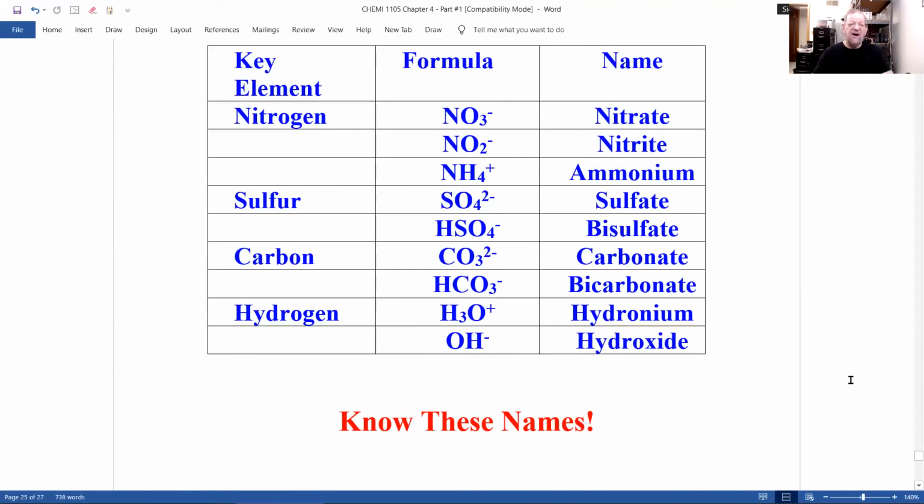Now, a couple you need to know. I won't ask you names, but you should be familiar with them. NO3 minus is nitrate, NO2 minus is nitrite. Another one here, bicarbonate, is HCO3 minus, and also the sulfate. So these are the ones you should be familiar with. I won't ask the names, just know that they exist as polyatomic ions. So what does that mean? Well, let's look at the following.